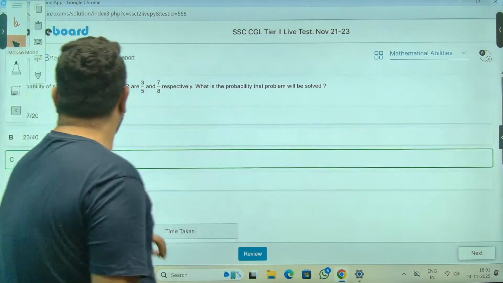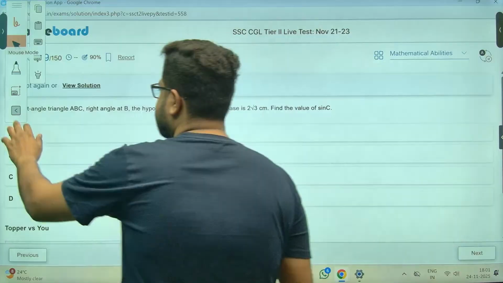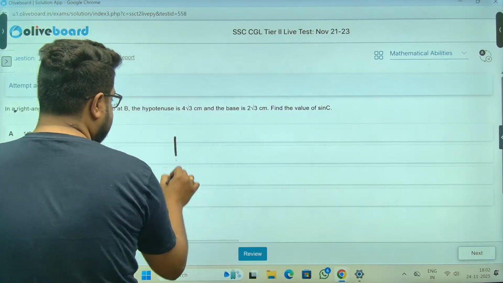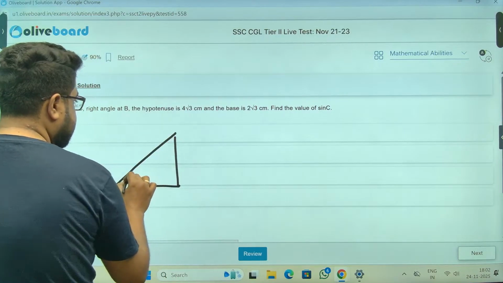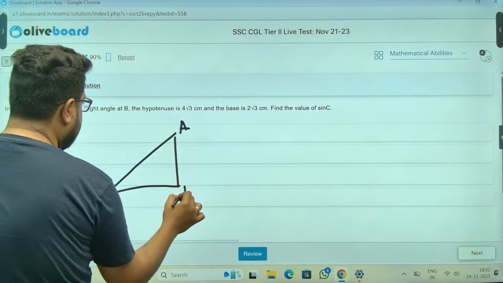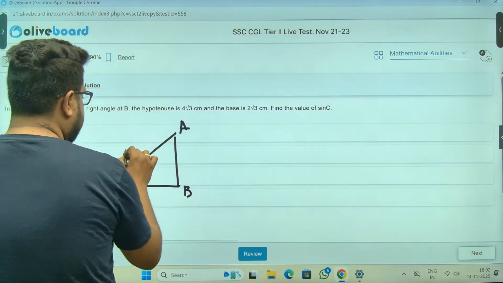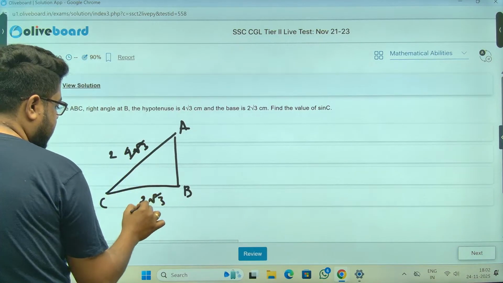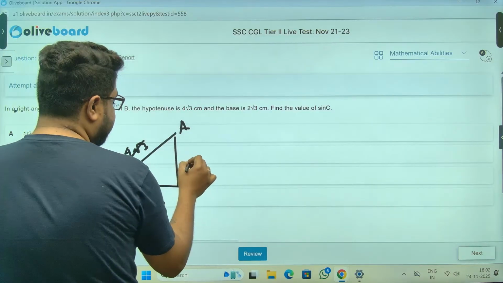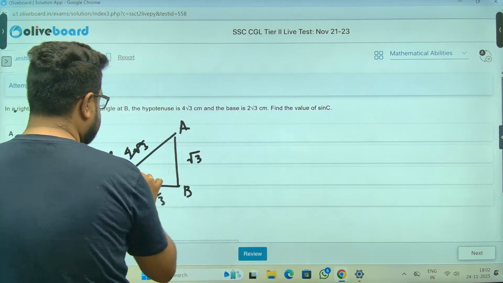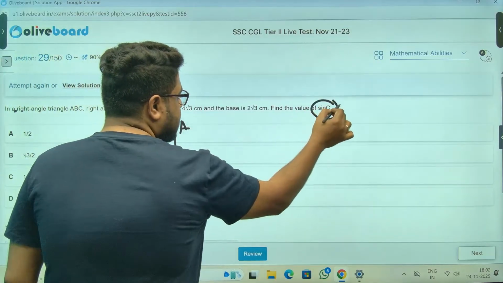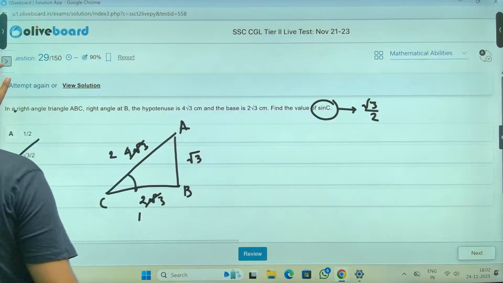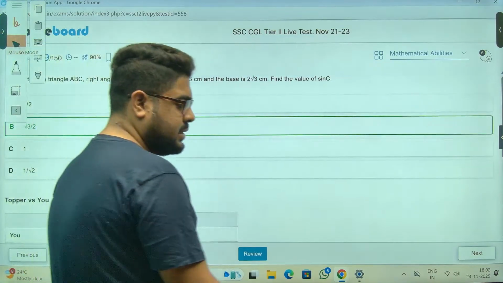Okay, chalo. I guess last couple of questions. Right angle, hypotenuse is this, base is this, sine C. Acha. A, B, C. Hypotenuse is 4 root 3, base is 2 root 3. So the ratio is 2:1, sir. So 2 and 1, so this will be 4 root 3, sir. Sine C will be root 3 by 2, 60 degrees, sir. You see, use the simple thing, Pythagoras. Option number B is the answer.